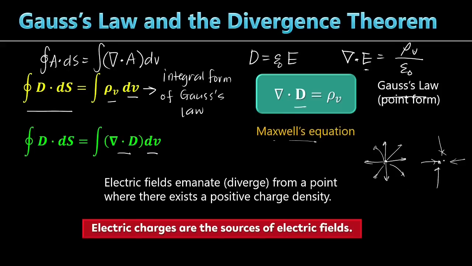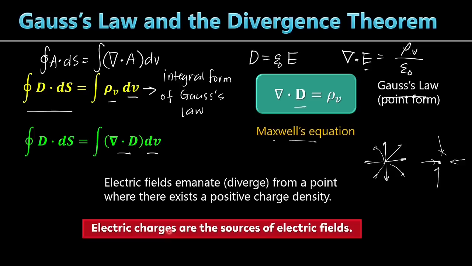At kung ang charge naman ay negative, dun sa point na iyon, ang electric field ay directed towards it. Okay? So yun lang, no? Yan ang gustong sabihin sa atin ng Gauss's law. Electric charges are the sources of electric fields. O, di ba simple lang?